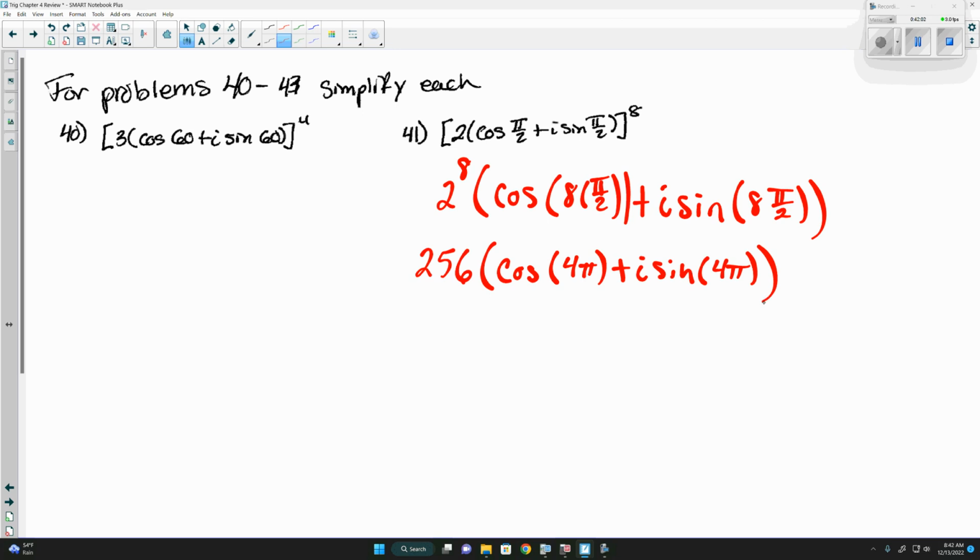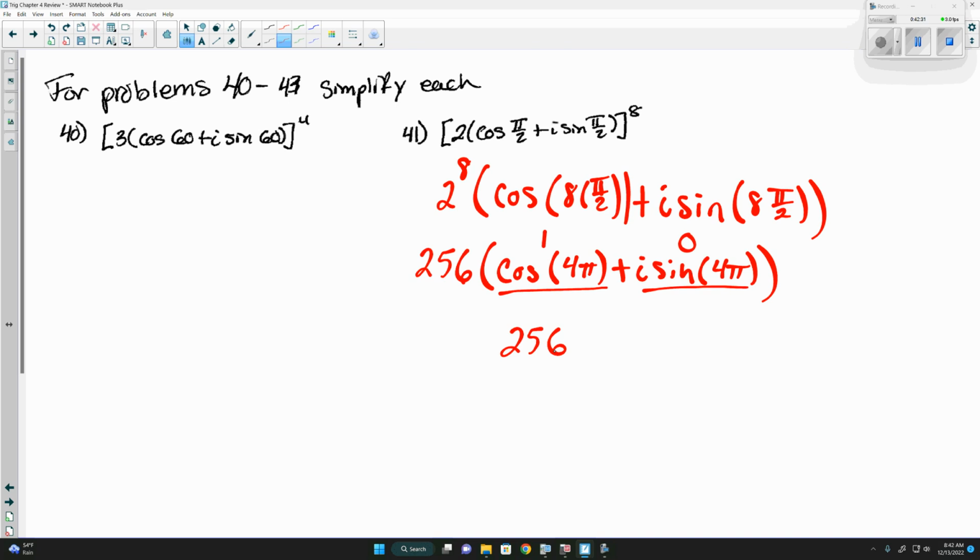Now this one here, I will look back into these and tell you, I believe specifically I have in the directions if you can leave it in polar form or want to go all the way down. I will clarify that tomorrow for sure. And the only reason I say that is because cosine of 4 pi is 1. Sine of 4 pi is 0. So really this simplifies to 256 if we multiply it out, because it's really just going to be 256 times 1.